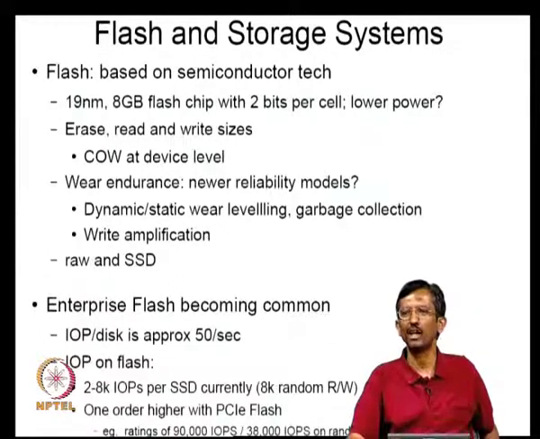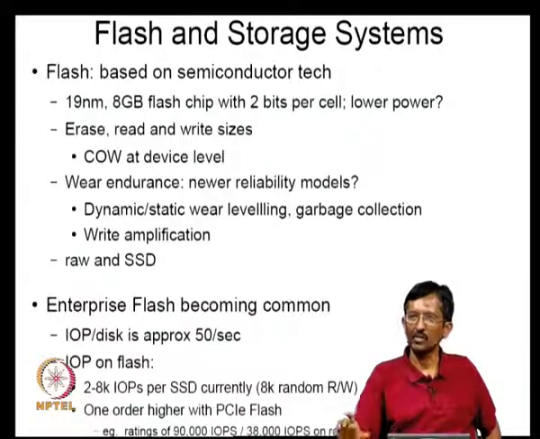That means 190 angstroms. And you might know that one hydrogen atom is half an angstrom. So we are talking about something like 400 atoms, 400 hydrogen atoms sitting there. That is the size of the lines you can mark on the chip. And people are able to make 19 nanometer 8 GB flash chips, and there are various types of flash designs.